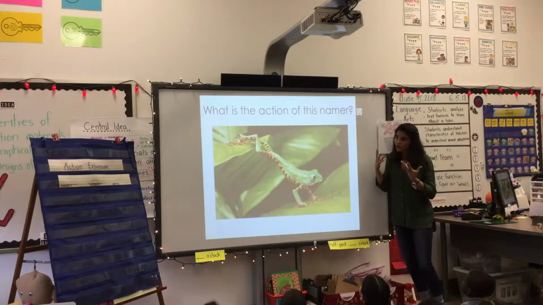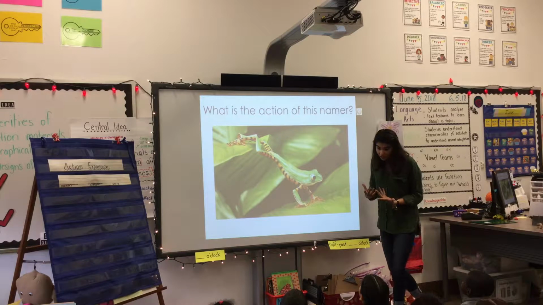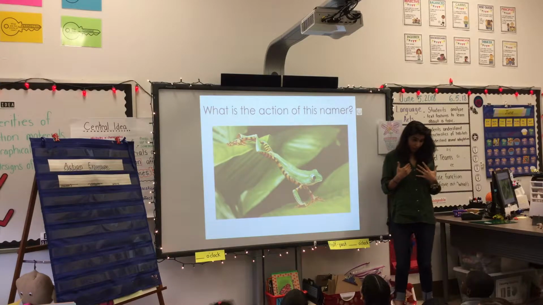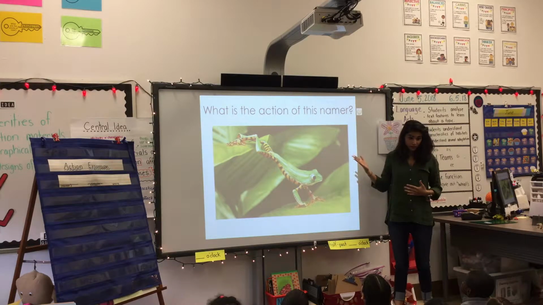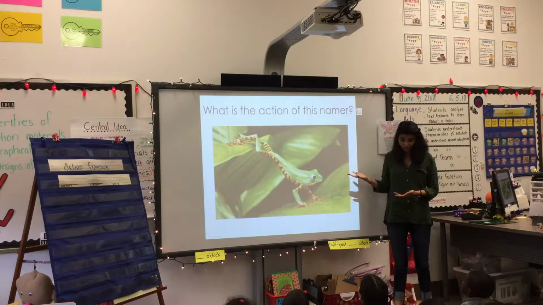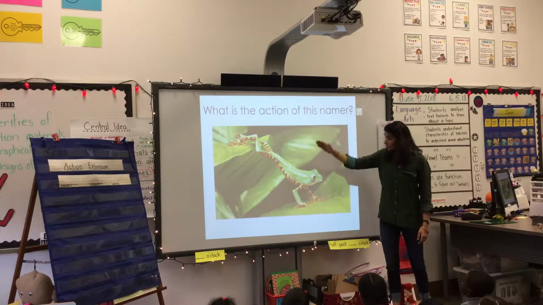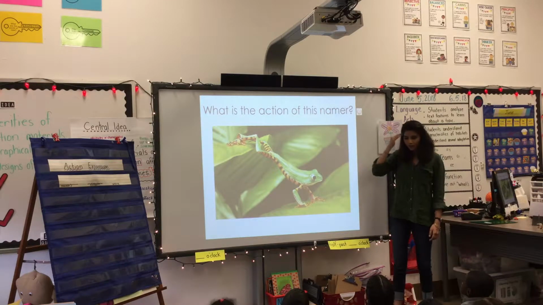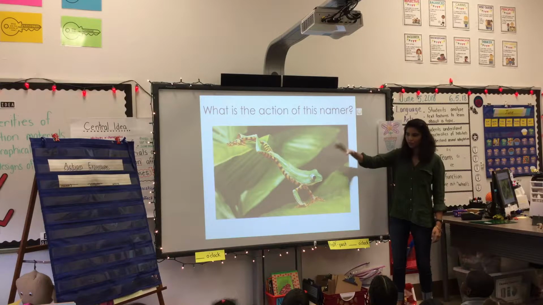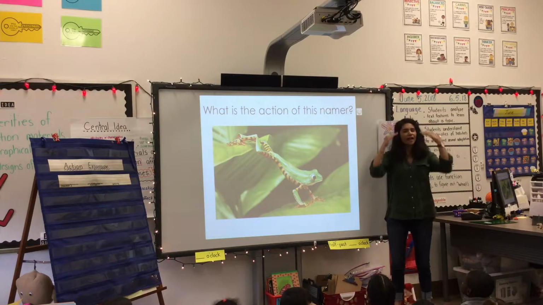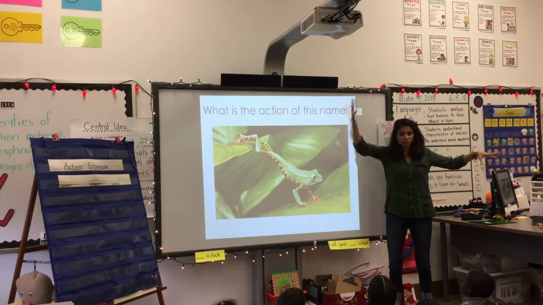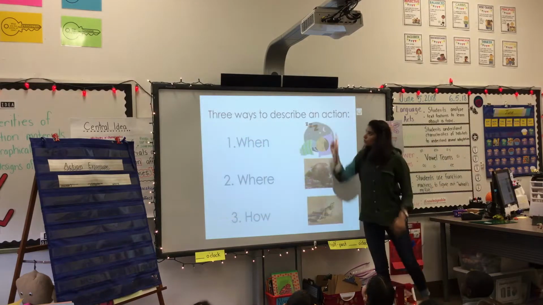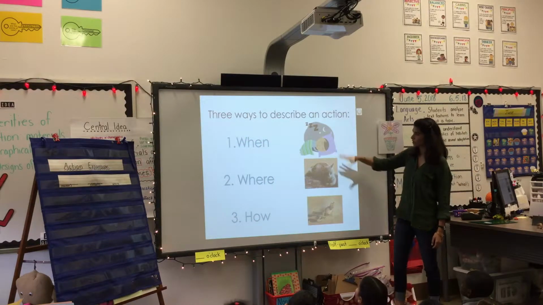The better our action words are, the better picture we can have in our mind as readers of what you're describing. So when Katie told me that this frog is jumping to another leaf, now I have a picture in my mind that there's a frog, it's jumping, and I can see two leaves because it's going from one to another. So there's three ways to describe an action.